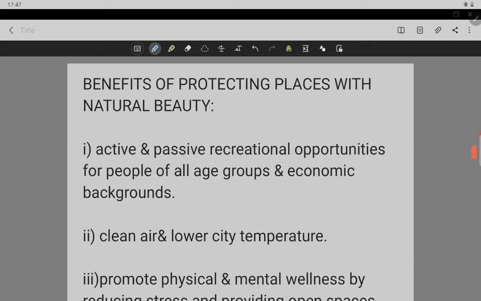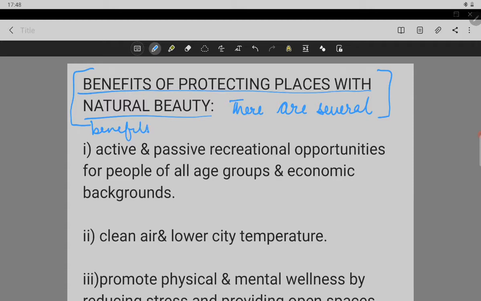Now, coming to paragraph 2. Benefits of protecting places with natural beauty. Now, I have written these headings. You don't need to write headings like this. You just need to start with there are several benefits of protecting. Like you have to start with a sentence. There are several benefits, and then you can say of protecting places with natural beauty.